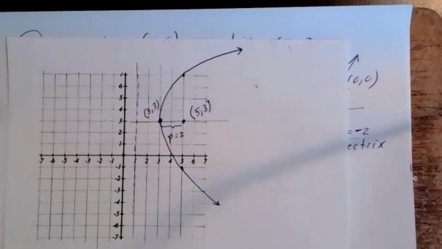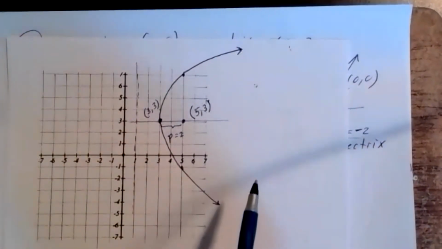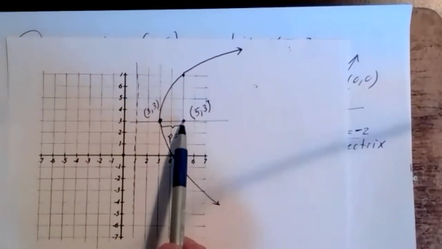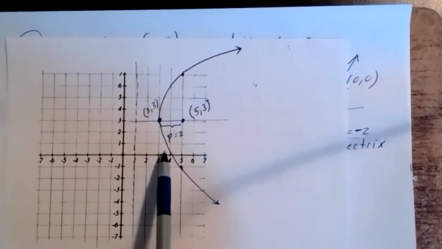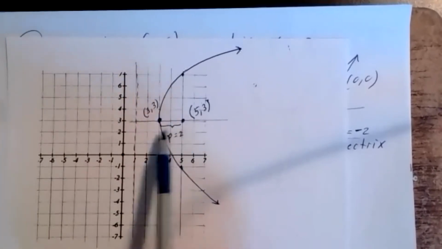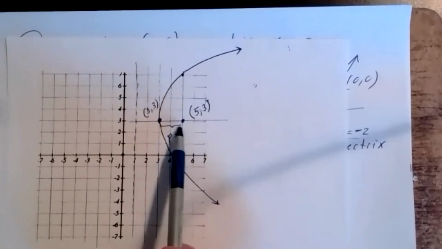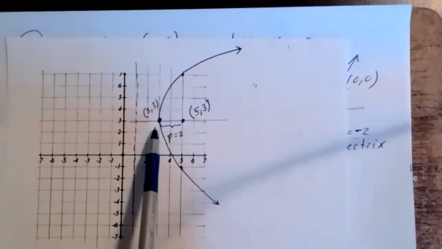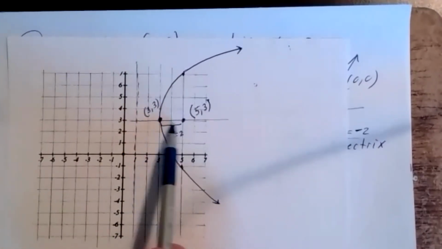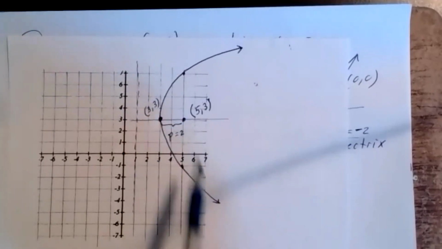Okay, ladies and gentlemen, if you just plot the information on the graph, you can get a visual on this. The focus is at (5, 3), the vertex is at (3, 3). And notice the branches of the parabola always contain the focal point. So this parabola has to open to the right, has no other choice. P is going to be 2, the distance between the vertex and the focus.